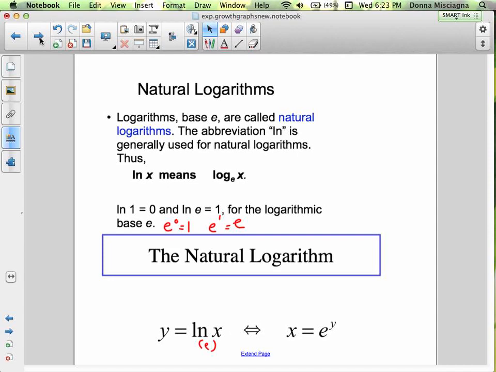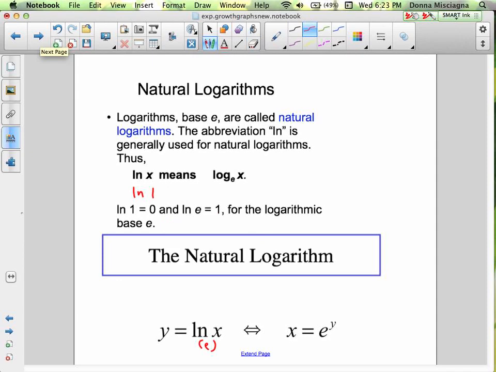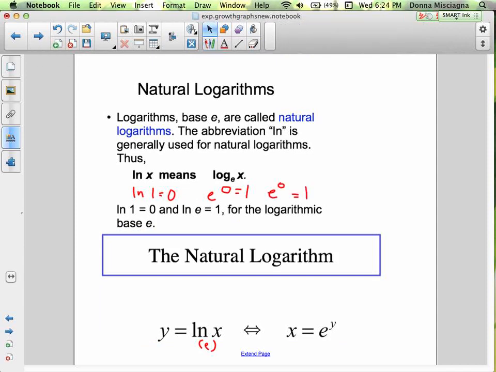Same thing as other bases. If you've got the natural log of 1, I'm going to write it over here. Natural log of 1 is saying, what power do you have to raise e to get 1? Well, we know anything to the 0 power is equal to 1. So on our helper equation here, since e to the 0 equals 1, that means the natural log of 1 is 0.